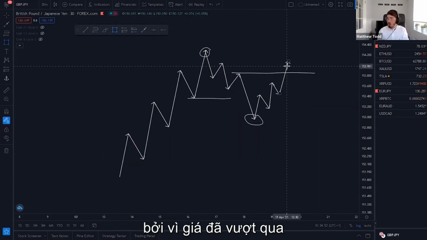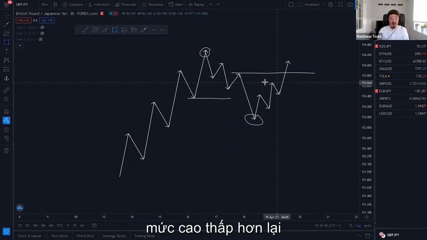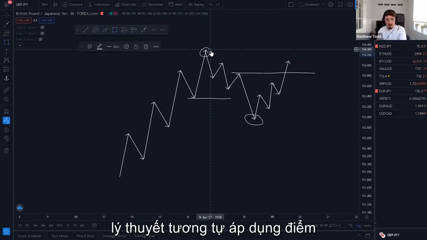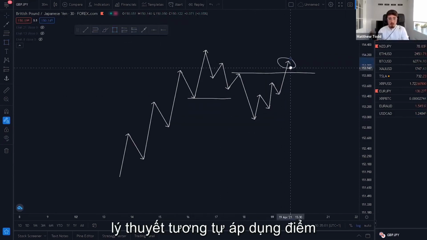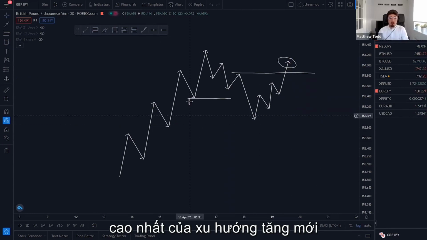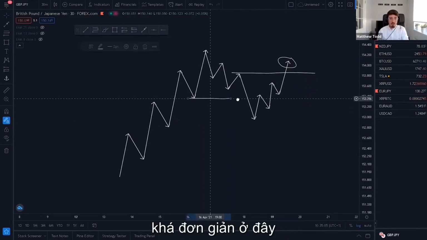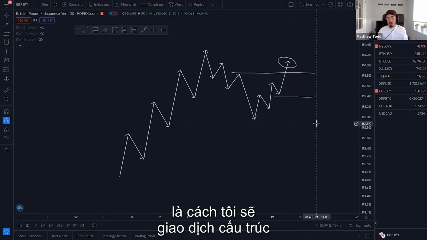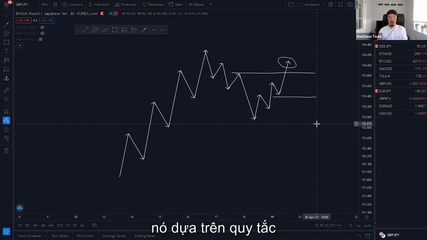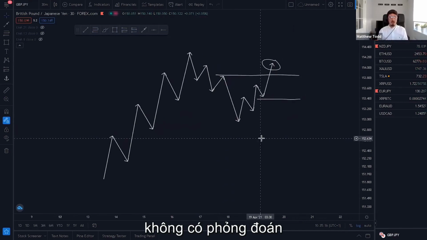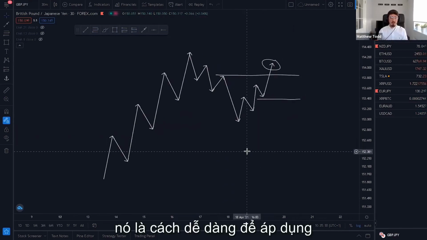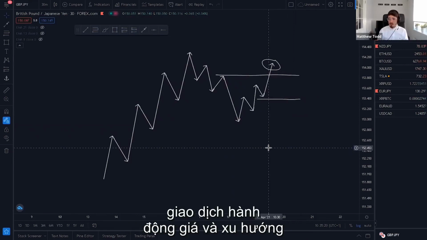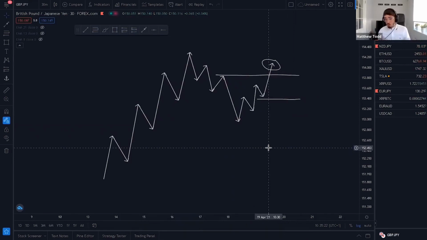So now because we've broken above that last significant lower high, we've flipped into the uptrend. So again, same theory applies. Highest point of the new uptrend. Where did the push come from? Quite simply here. Easy as that. All right, and that's how I'll trade the structure. And it's very simple. It's very rule based. There's no guesswork involved. It's just an easy way of trying to apply price action trading and what the trend is.